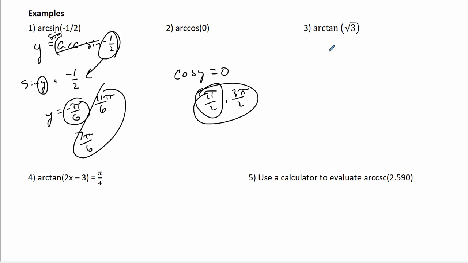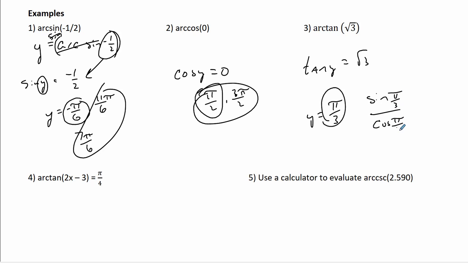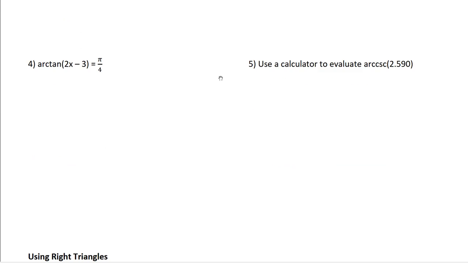Arc tangent of √3, so this would be the tangent of y is equal to √3. This is π/3. Y is equal to π/3, because if I take the sine of π/3 divided by the cosine of π/3, sine of π/3 is going to be √3/2, and the cosine is 1/2. And so when I divide, the halves cancel, and I'm left with just √3. Alright, should hopefully be a quick video.